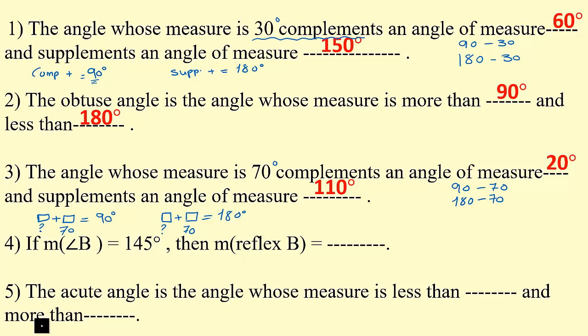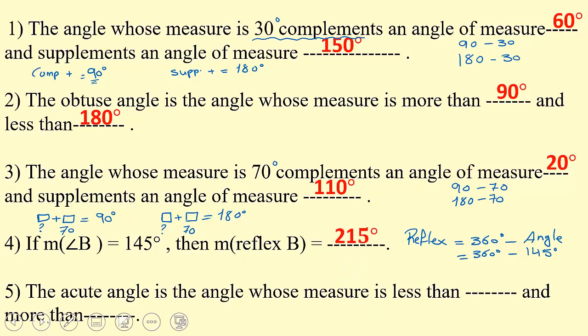Number 4. If the measure of angle B is equal to 145 degrees, then the measure of the reflex of angle B equals. We said in the last lesson that to find the measure of a reflex angle, simply I go and make 360 degrees minus the given angle. So here I am going to make 360 degrees minus the given angle, which is 145 degrees, and my answer is that the reflex angle is equal to 215 degrees.